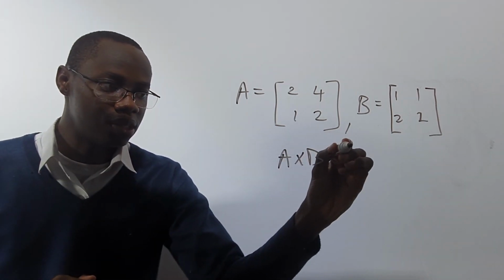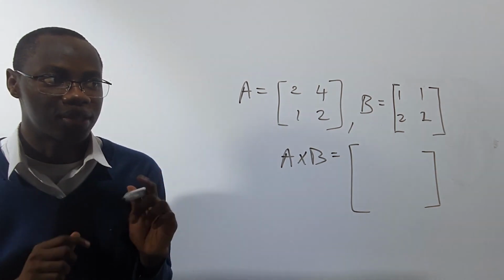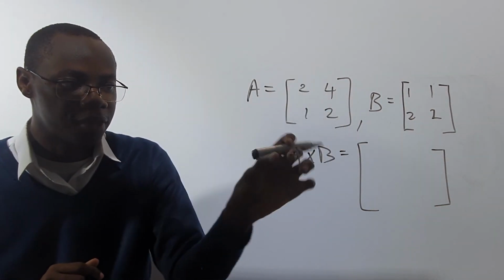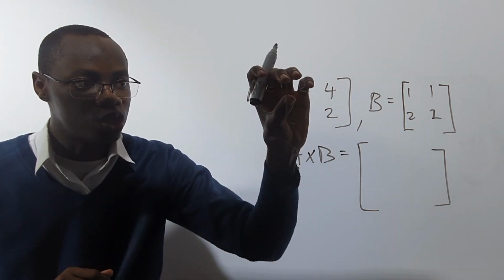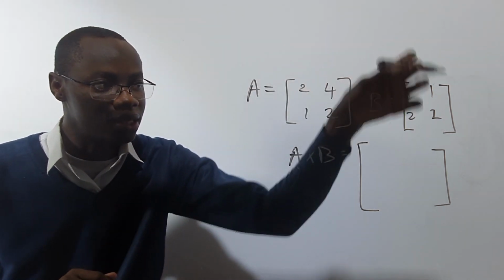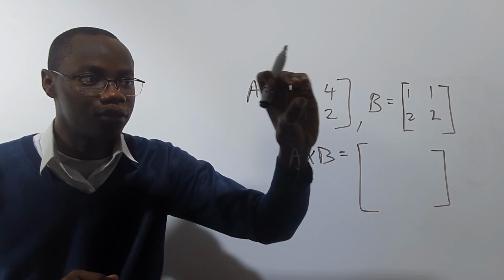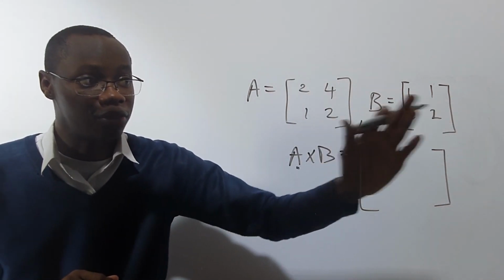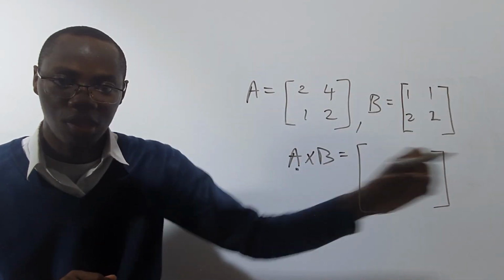Very easy, A times B. All you need to do is follow this pattern. You take the first row of A, because that's what we're starting with, this matrix A, and multiply the row by the first column, and multiply this same row by the next column. If B has other columns, maybe like 5 columns, take this first row and multiply it by all the columns individually.